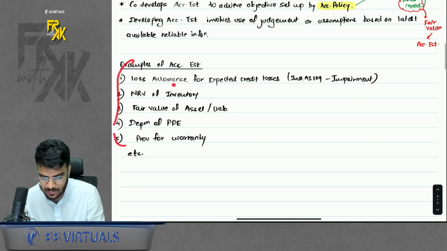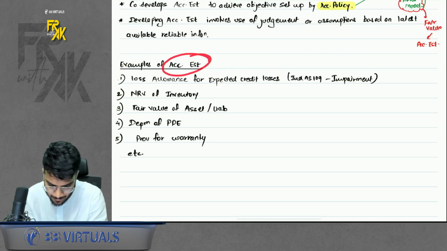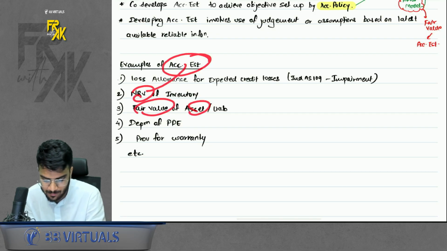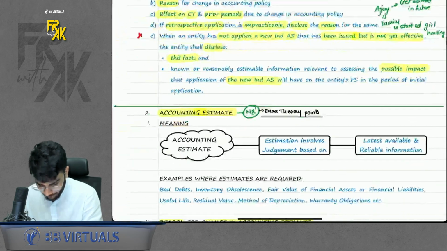Examples are given. Loss allowance for expected credit loss, basically impairment loss as per Ind AS 109, is an estimate. NRV of inventory is an estimate. Fair value of any asset or liability is an estimate. Depreciation of PPE is an estimate. Provision for warranty is also an estimate. Clear with this? Yes, sir.